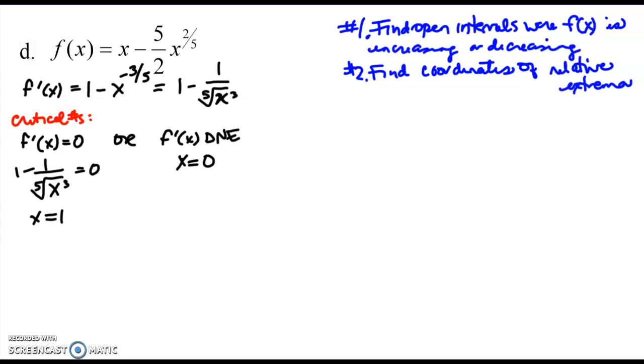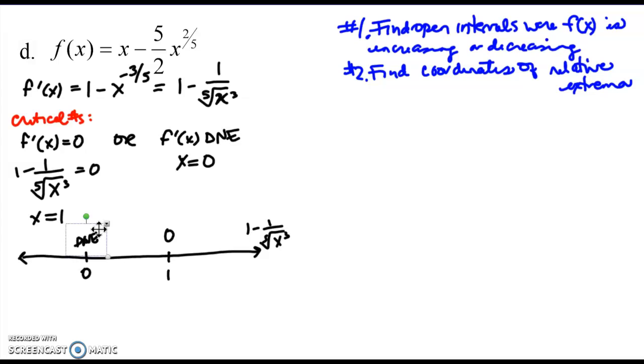Okay, sign analysis. We really only have the one factor here. We have the critical number of x being 1. That's going to make this factor 0. And we've got the critical number here of 0. We know that that makes this factor not exist. There's going to be an asymptote here. Does not exist at that spot.